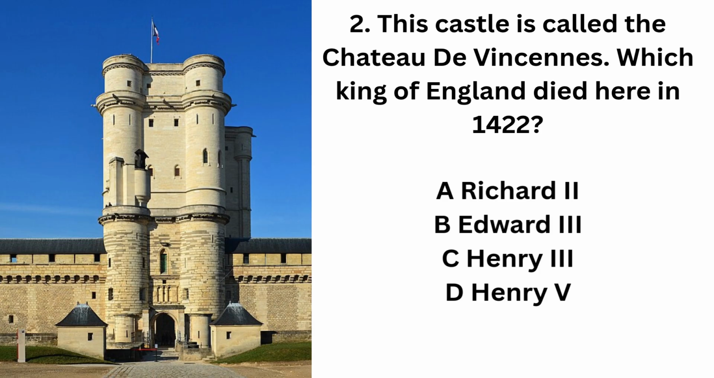Question 2. The castle pictured is called the Chateau de Vincennes. Which King of England died here in 1422? Was it A. Richard II, B. Edward III, C. Henry III, or D. Henry V?